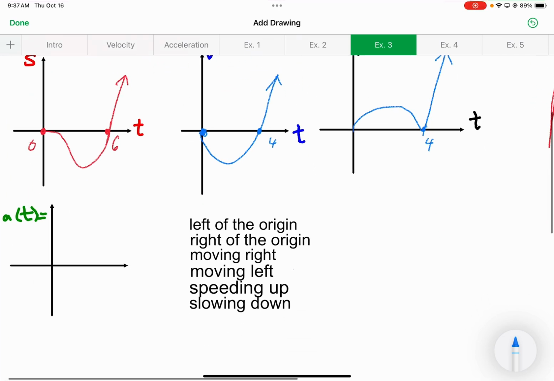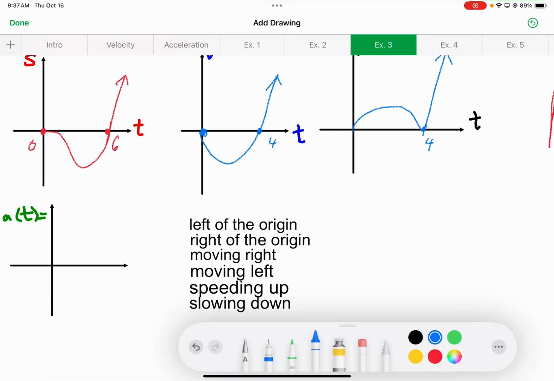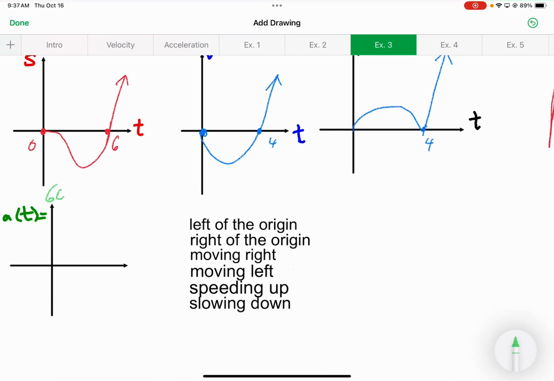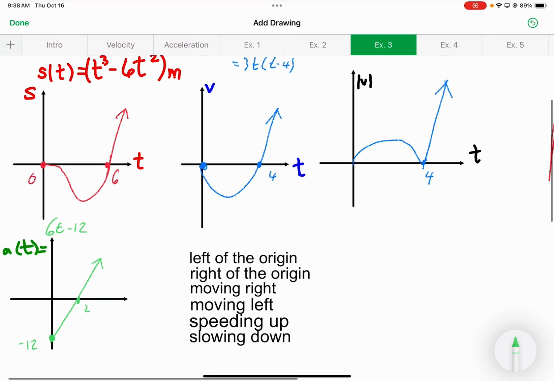All right, so that's my speed, which means my speed is positive there, and then I stop for a second, and then it continues on again. Now, my acceleration function was 6t minus 12. So I have a y-intercept of negative 12 and then a slope of 6. Where did I cross the x-axis again? 2. So it's going to look just like a linear graph like that. All right, so I have a negative acceleration first and then a positive acceleration on the other side of 2.